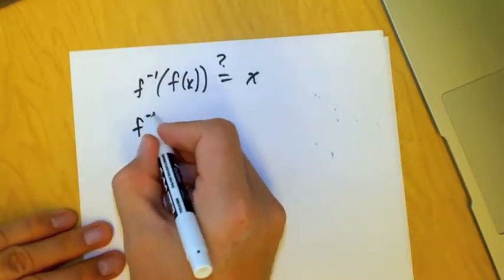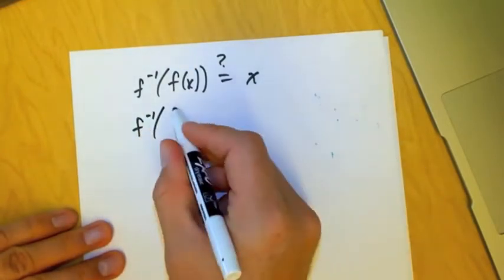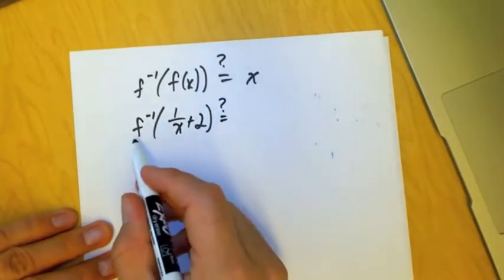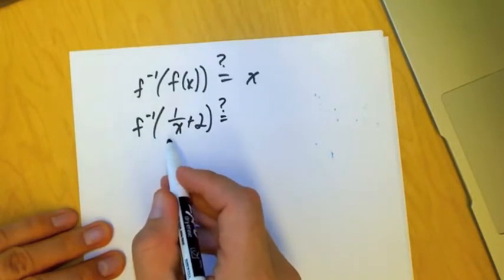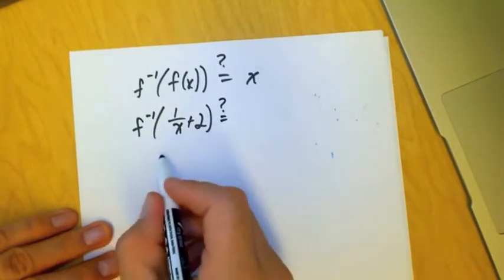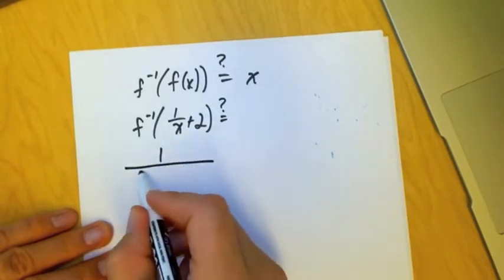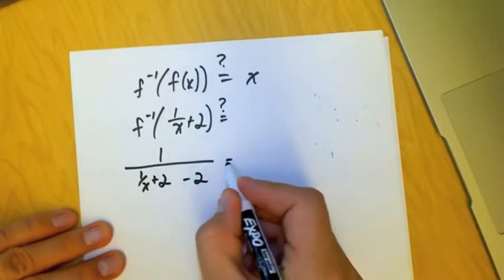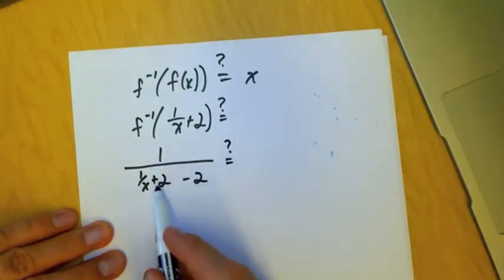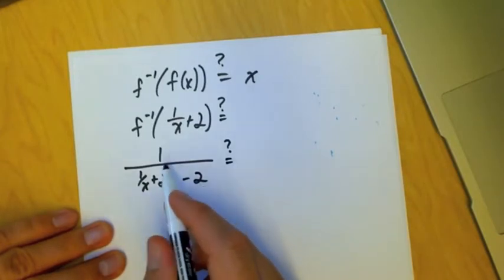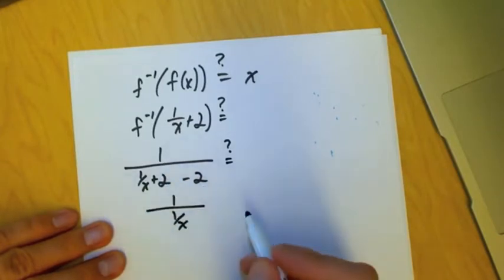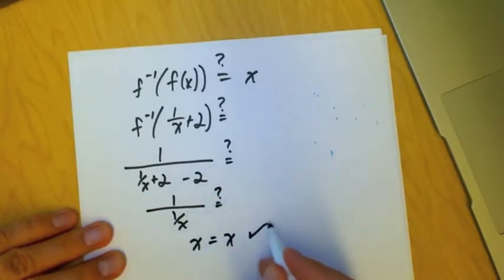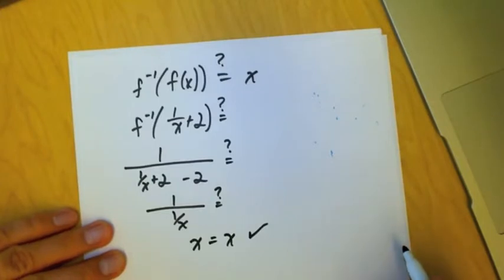So we say f inverse of f of x is this formula. F inverse is 1 over x minus 2. So it's 1 over x plus 2 minus 2. The 2 minus 2, of course, cancel out, so it's 1 divided by 1 over x. And the reciprocal of that is x. So yes, they are inverse functions.